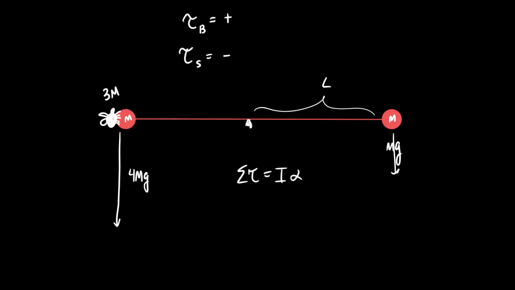So the first torque will be L times 4mg times the sine of 90. The second torque will be L times mg times sine of 90. So that's clearly 3Lmg, right? When I add those up.